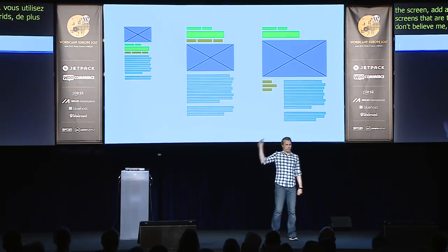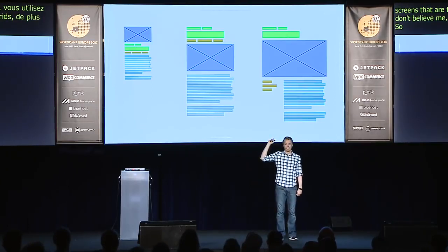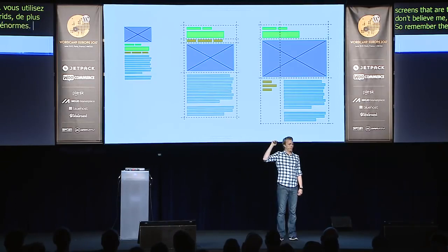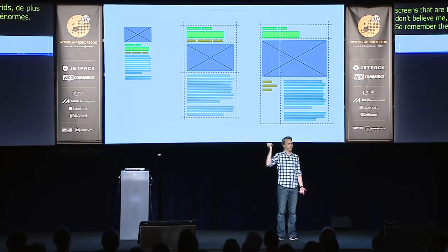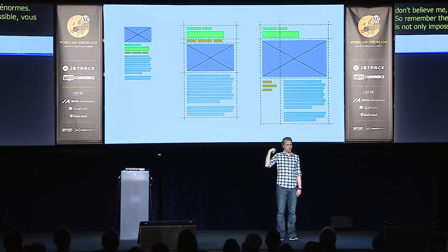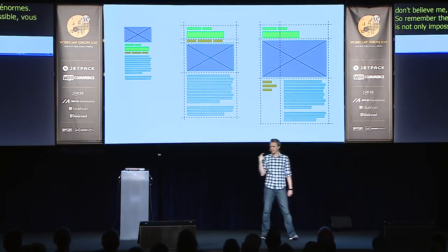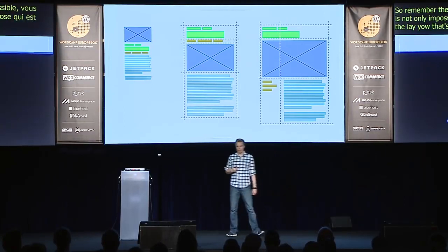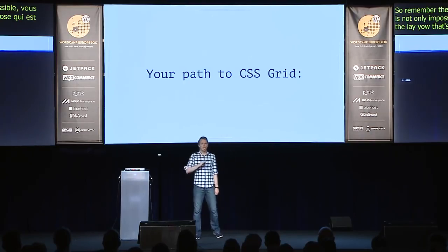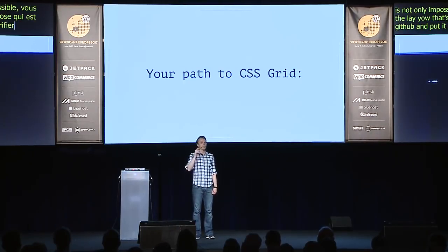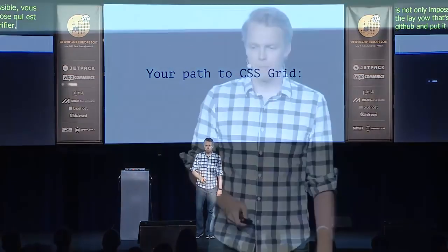So remember the layout I drew? That was impossible. If you apply grid to it, it's not only impossible, it's something that makes sense and just works. And it's the layout that's in the new theme on my website, and you can go check it out on GitHub and put it on your own site as well. Your path to CSS Grid starts here, today, right now.